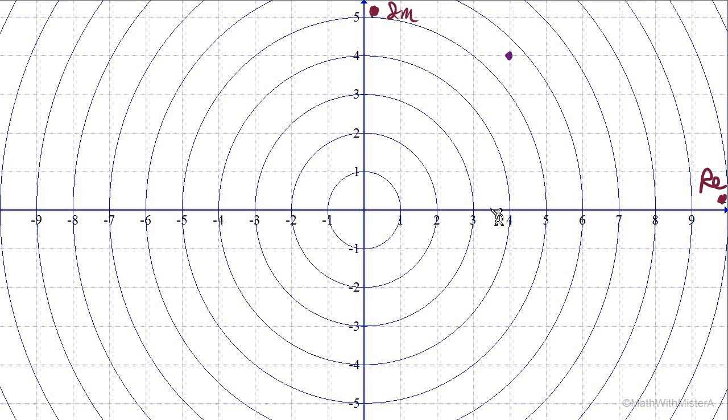I've got a point here. It is at 4, 4. This point does correspond to a complex number. The horizontal part is the real part, 4, and the imaginary part is also a positive 4. So it is the complex number 4 plus 4i. The horizontal is our first term. The vertical is the coefficient of our second term, the imaginary term.